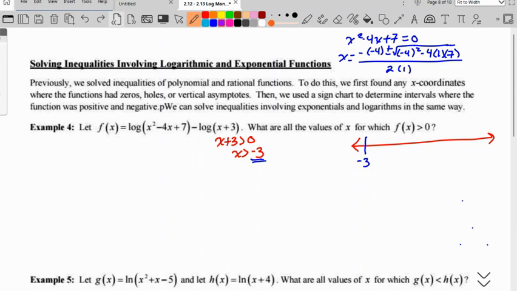Okay, so it never is equal to 0, so that's not going to contribute any additional critical values there. It doesn't have any real solutions. It's not going to contribute any additional critical values. Okay, so we've got -3 as a domain restriction.